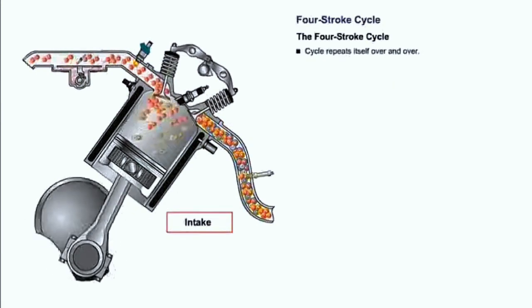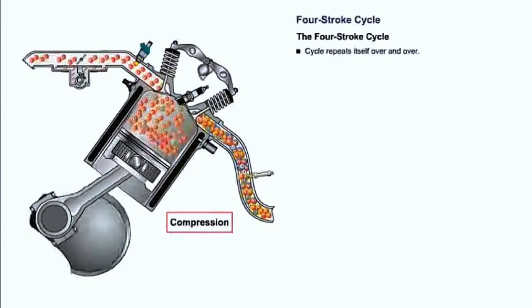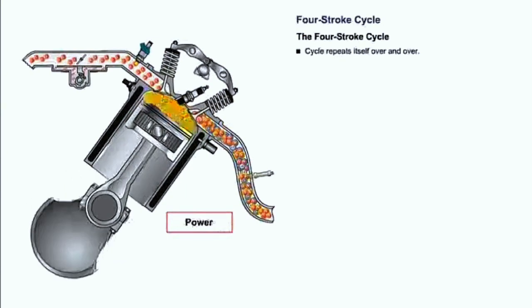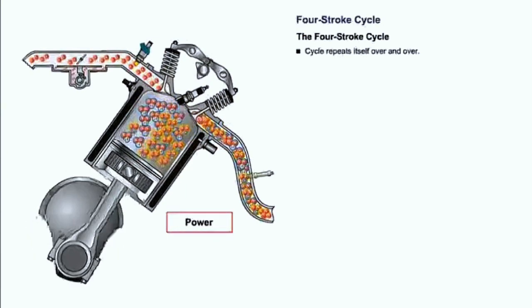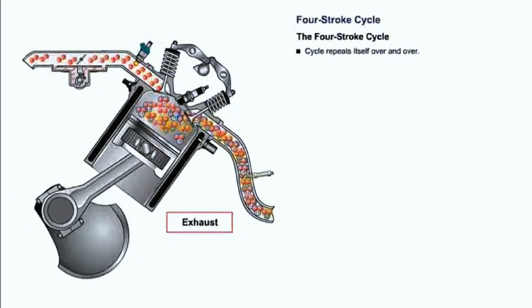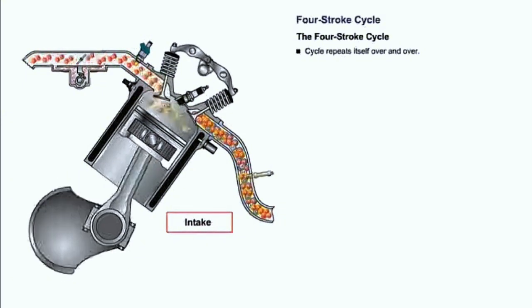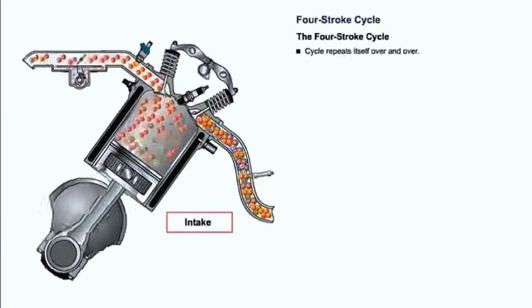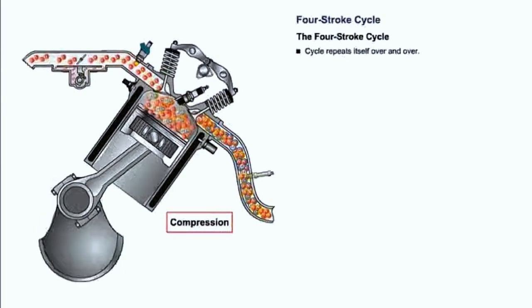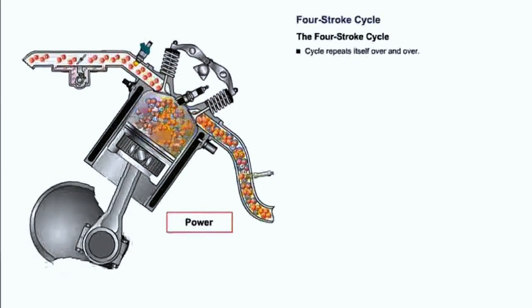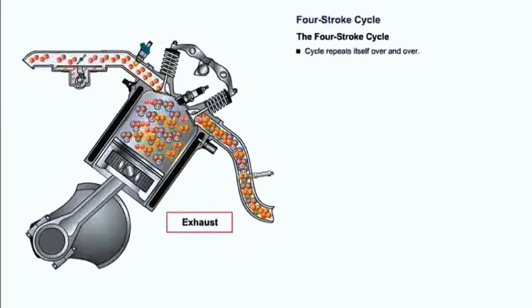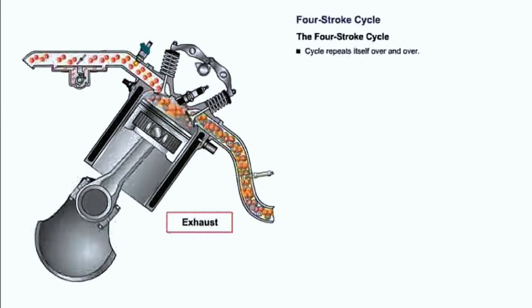This is the complete combined intake, compression, power, and exhaust stroke that repeats or cycles over and over again to make an engine run. Now that we have looked at the basic four-stroke cycle, we are going to go into detail on what happens during each stroke.